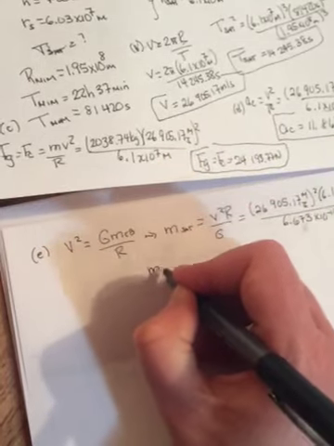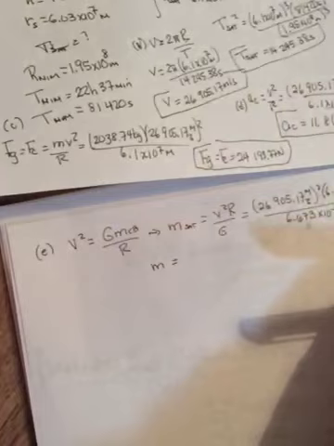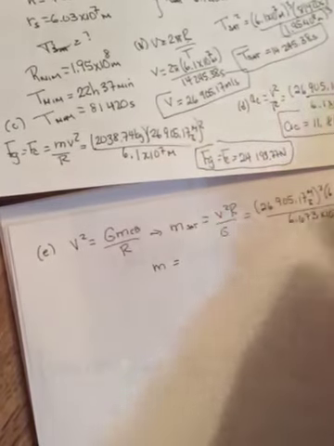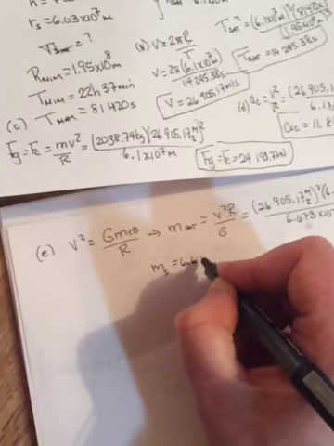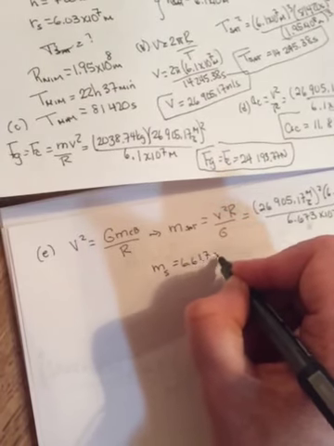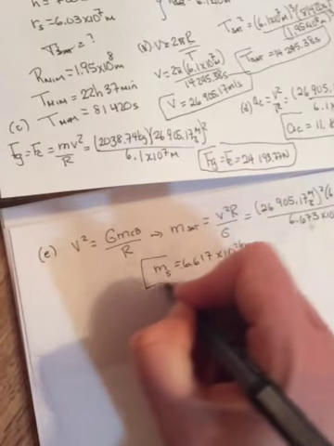Type this into your calculator and you should get the mass of Saturn to be 6.617 times 10 to the 26 kilograms.